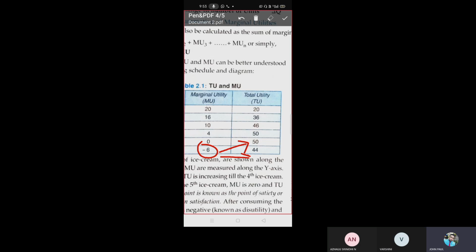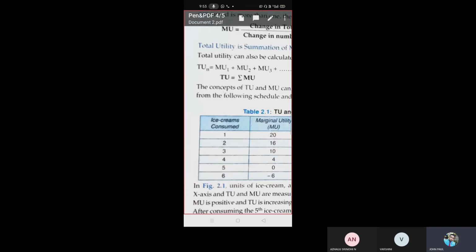So what is the formula for total utility? I think you already know, right? Total utility suffix n is equal to what? U1 plus U2 plus U3, and it will go on. So what is this n? Number of times. You can see this is the number of times we ate. So 6 times I ate. So this is one formula. Another formula is what?